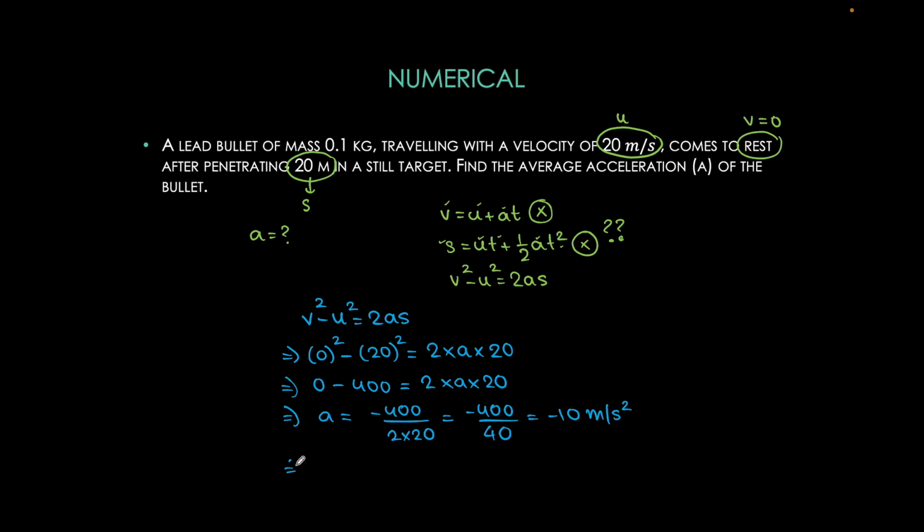You see here the acceleration is negative, which means that velocity is decreasing. And if you see the question, that is exactly the case. Velocity is decreasing, meaning that the final velocity is lesser than the initial velocity. The final velocity is 0, but the initial velocity was 20, so velocity is decreasing. We were asked to find the acceleration, so the answer is minus 10 meter per second square.